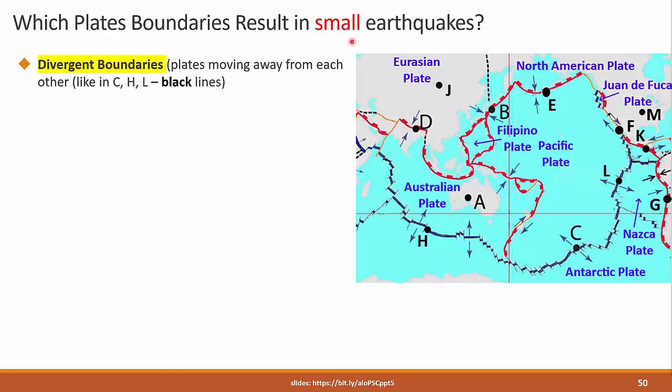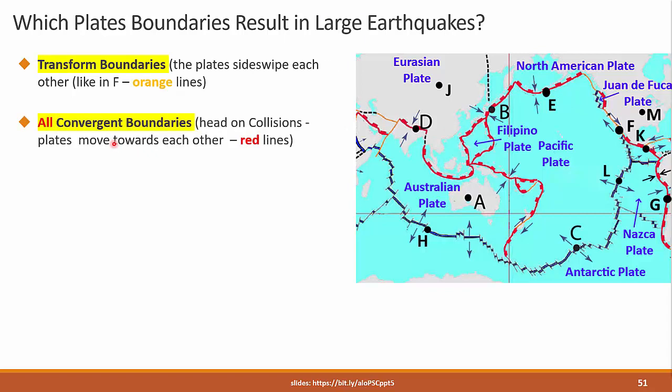Which plate boundaries result in small earthquakes? Only divergent boundaries. Transform boundaries and convergent boundaries, both of them result in large earthquakes. Which plate boundaries result in large earthquakes? I just talked about it. So convergent boundaries, all of them. It does not matter where, if they were both sides ocean, if it is oceanic, or oceanic continental, or continental, all of them will result in large earthquakes. Transform boundaries also result in large earthquakes. Remember the San Francisco earthquake.